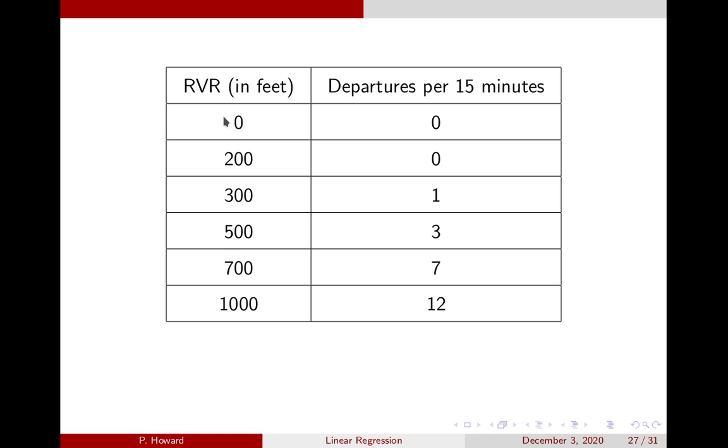So when the runway visual range was 0, in other words, when a pilot could not see at all down the runway, the number of departures per 15-minute period was 0. And the same if the RVR value was 200, 0 flight departures, and so on. The largest runway visual range number that was observed was 1,000 feet, and in that case the number of departures in a 15-minute period was 12.